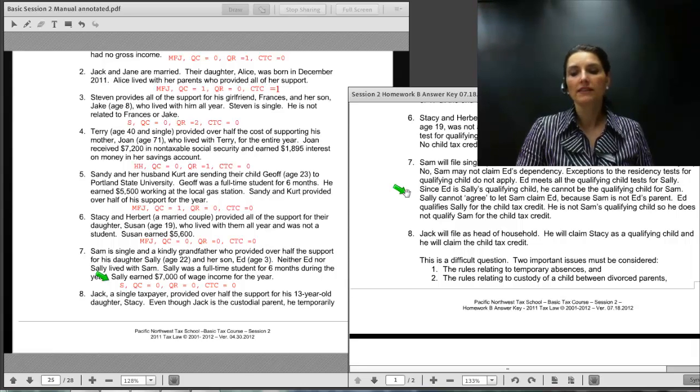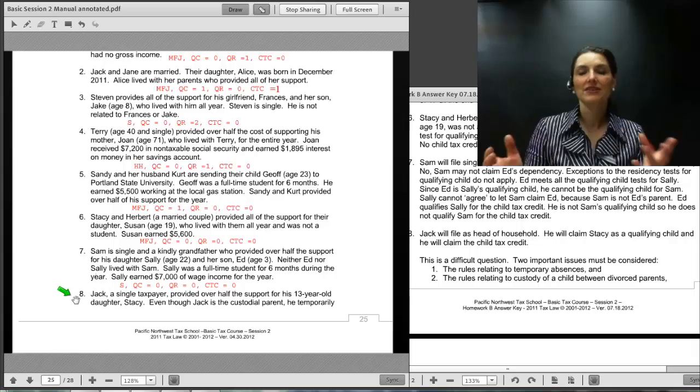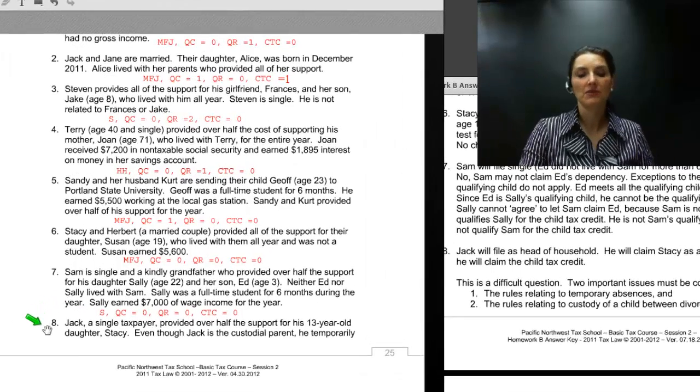Ed qualifies Sally for the child tax credit. He is not Sam's qualifying child, so he does not qualify Sam for the child tax credit. So essentially in this situation, we have Sally, who will have a dependent who is a qualifying child, who also qualifies her for child tax credit. She will not be head of household. Then we move over to Sam. Sam gets nothing. He gets single. So it's kind of not the best way. The tax code is not working to benefit Sam in any way.